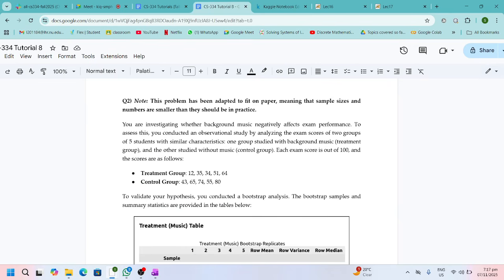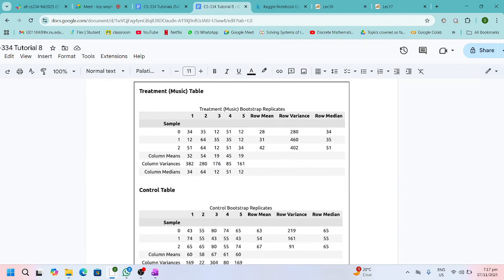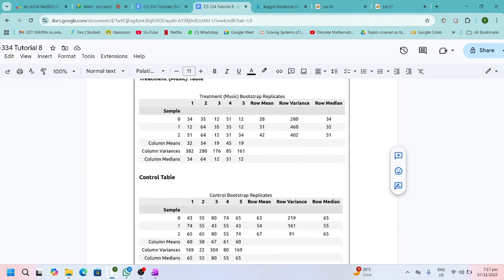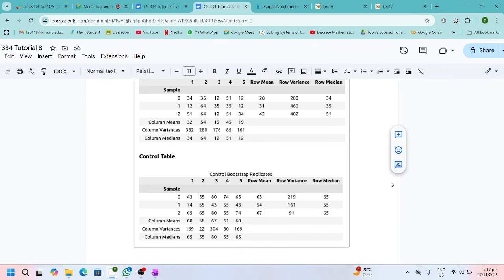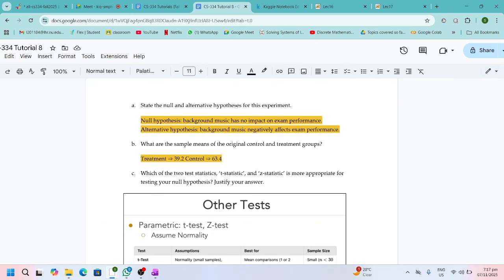With that, let's come back over here. You have two very small samples over here, but that's because this problem has been adapted to fit on paper. So you conduct a bootstrap analysis. This is the data that is given to you. I have only shuffled the samples within both groups, and 0 1 2 0 1 2 over here, I have generated three bootstrap samples for each category. And then I have calculated differences for the bootstrap samples. This is already given to you, which is okay because we've been over these things a couple of times.